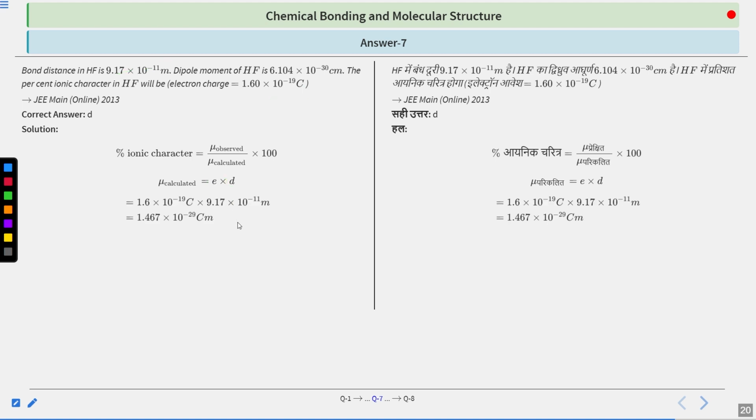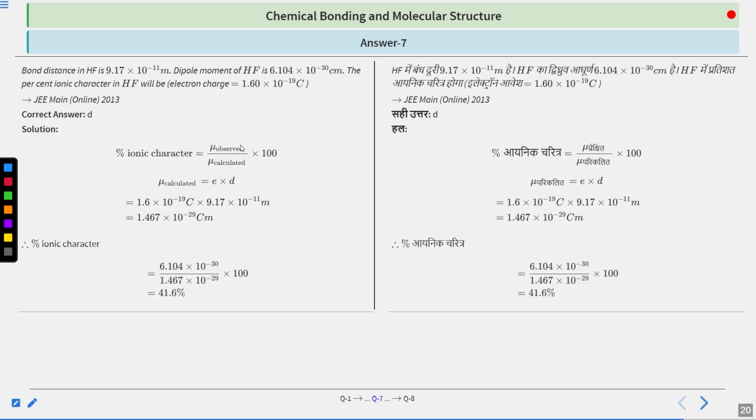Upon doing this, we will get 1.467 × 10^-29 coulomb meter. Clear? And the observed one is 6.104 × 10^-30 coulomb meter. So this will be put in this formula: 6.104 × 10^-30 divided by 1.467 × 10^-29, multiplied by 100. And that will give you 41.6% as your percentage ionic character.